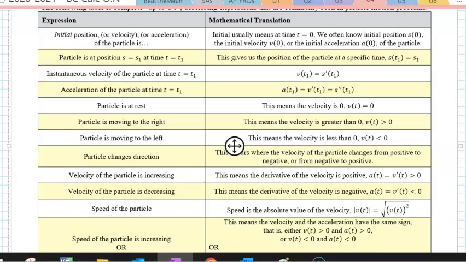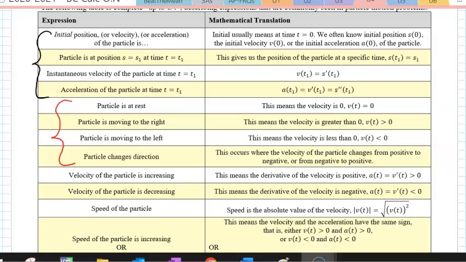All right, so to start with, you should note that initial position is usually denoted as s of 0 or x of 0, and then from there we have the particle's position, instantaneous velocity, and acceleration. Velocity is the derivative of position, and acceleration is the derivative of velocity, or the second derivative of position.